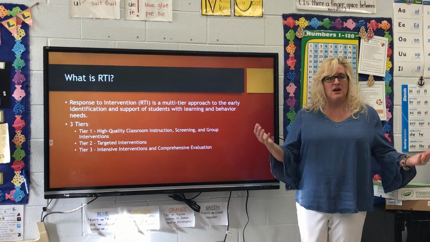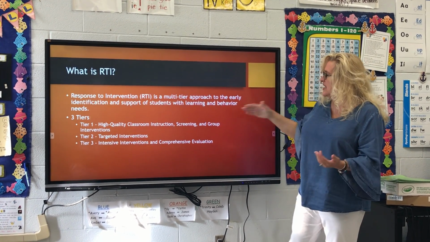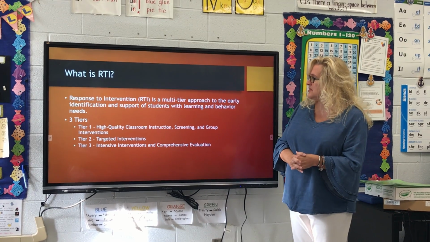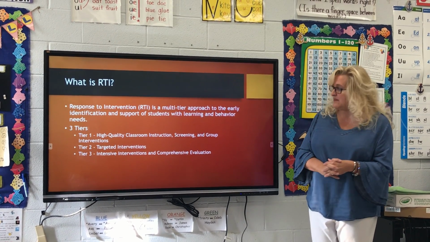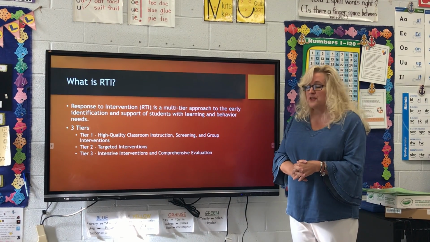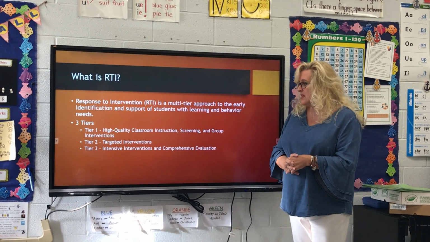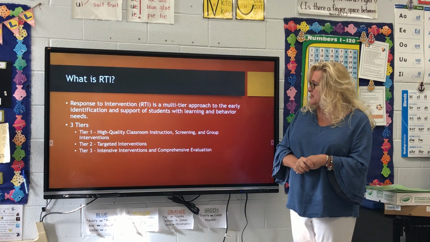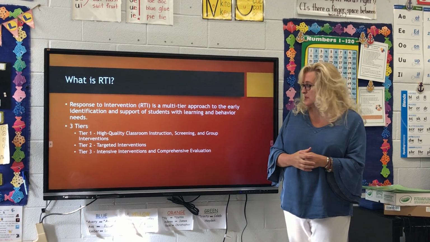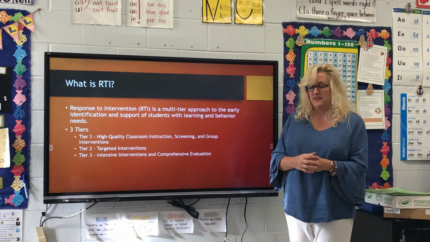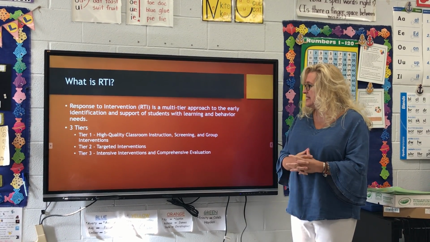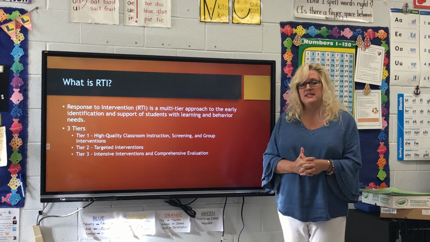Then I'd like to kind of talk together. What is RTI? It is a multi-tiered approach to the early identification and support of students with learning and behavior needs. There are 3 tiers involved in RTI. Tier 1 is high-quality classroom instruction, the screening that takes place, and group interventions. Tier 2 is a targeted intervention. Tier 3 is intensive intervention and comprehensive evaluation.